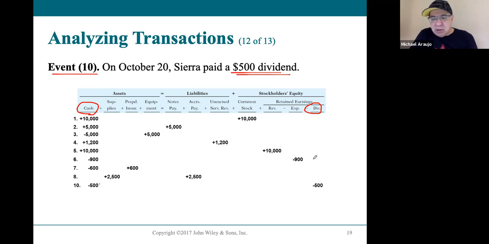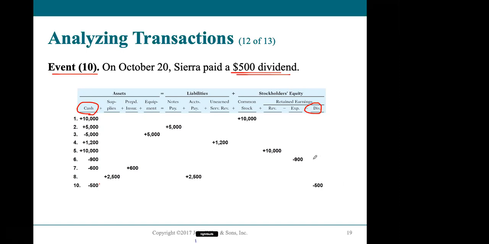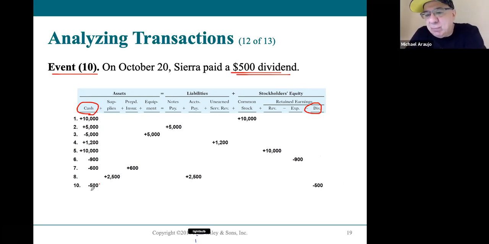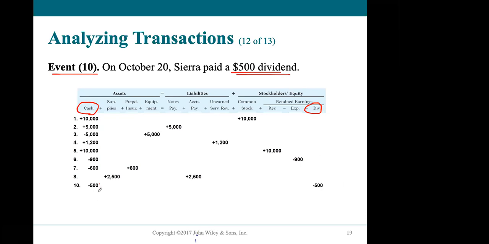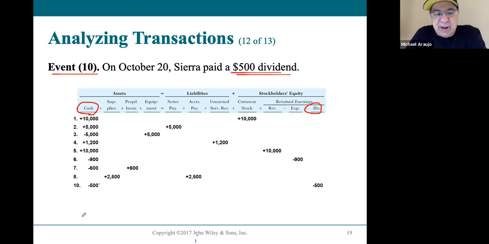Emily? You're going to credit the cash for 500 and debit the dividends for 500. Excellent. Yes, that's correct. So did you hear what she said? When we have less cash, it's on the credit side. Dividends, like expenses, are on the debit side because they shrink retained earnings.